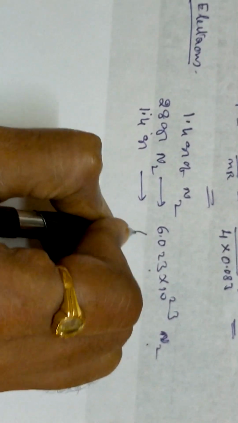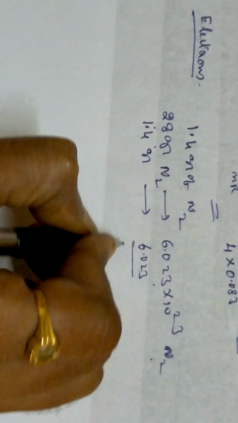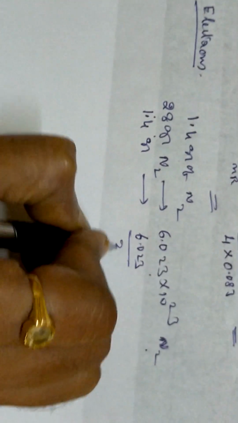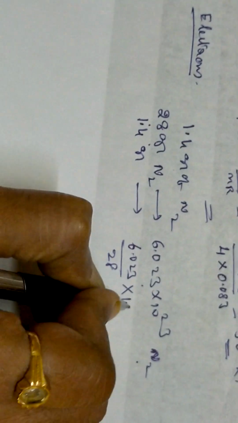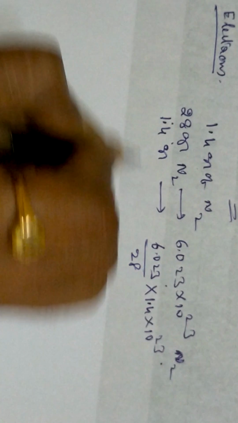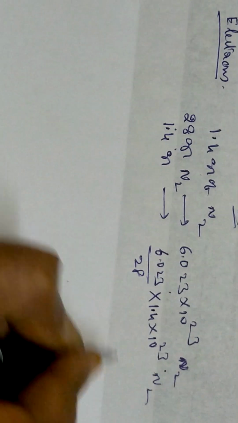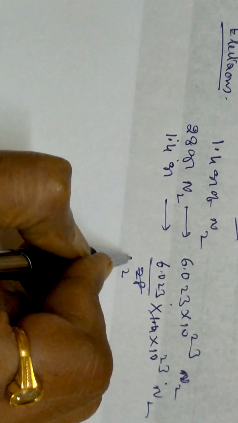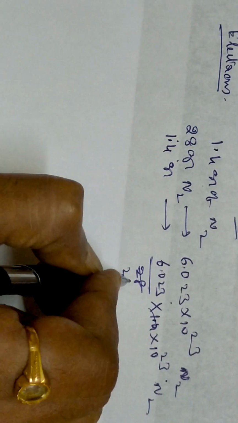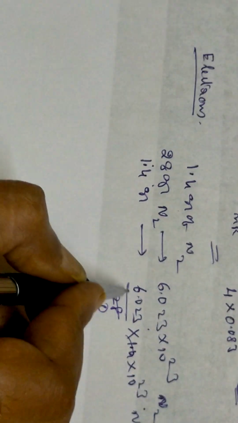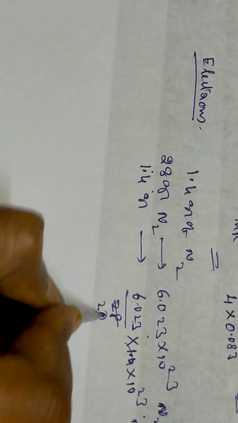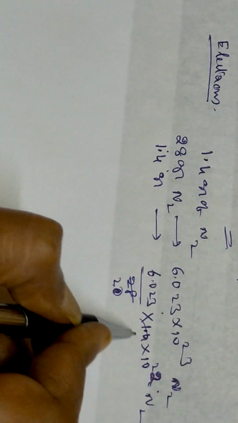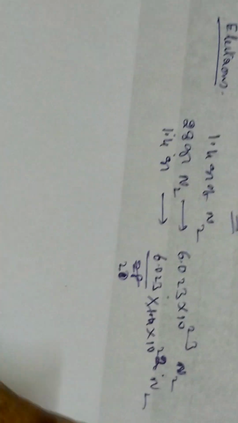Then how much is it? It is 6.023 by 28 into 1.4 into 10 to the power 23. 1.4 by 28 is 1 by 20, so that becomes 6.023 by 2 into 10 to the power 22 nitrogen molecules.